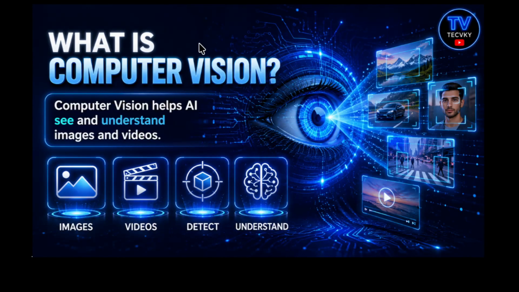Okay, now let's discuss computer vision. Computer vision is a branch of artificial intelligence that enables computers and machines to see, analyze, and understand visual information from the world around them. Just as humans use their eyes and brain to observe and interpret what they see, AI systems use cameras to capture images or videos and algorithms to understand them.